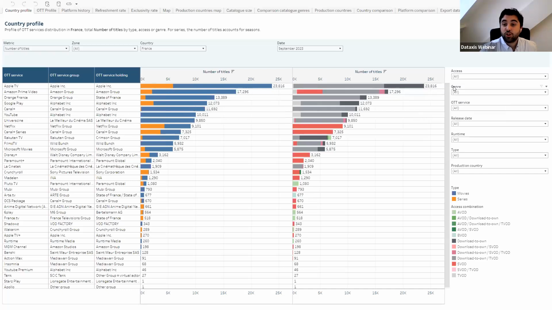of access. So if we filter the access and we just want to have the SVOD platforms, it's possible. You can also do it with the download to own, the transactional VOD, the AVOD, and the BVOD. But let's focus on SVOD together.